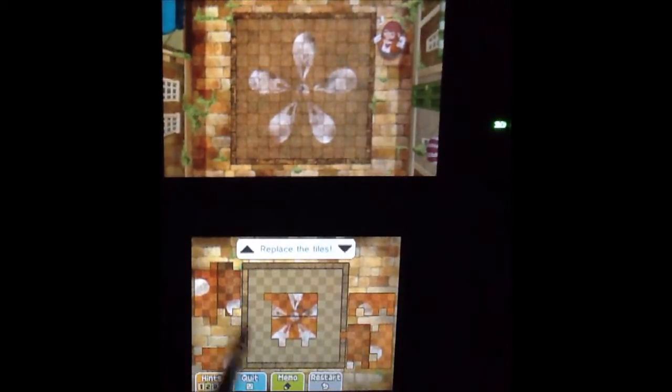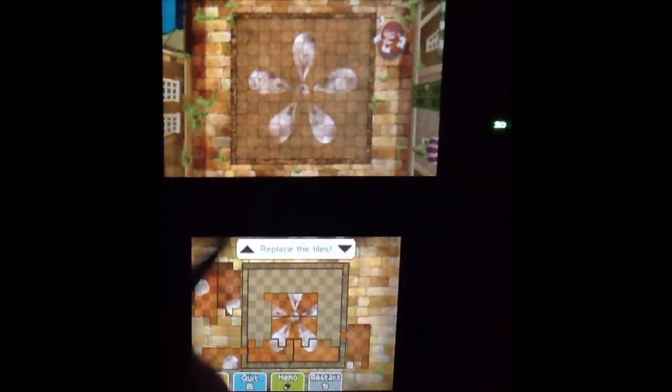Right, so if that's the middle piece, then this must be one of the corner pieces. So the other corner piece must be this one here. You're trying to recreate the design on the top screen, by the way, in case you couldn't tell. I just neglected to mention that.